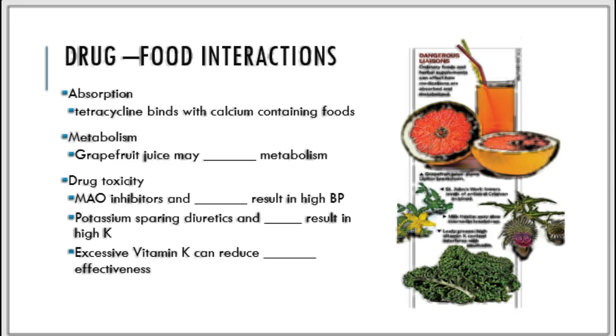Also, potassium-sparing diuretics and salt substitutes can result in really high potassium. So think about what kind of patient might get this problem with high potassium, and they might be on diuretics and salt substitutes. To me, that means heart patients. A lot of them are doing those things. They might be taking a diuretic and also be using salt substitute as a diet change to help with their cardiac disease. Vitamin K, also, excessive vitamin K can reduce effectiveness of warfarin.